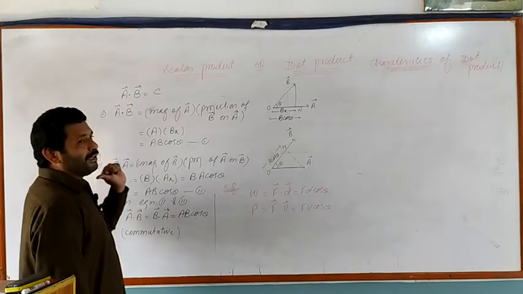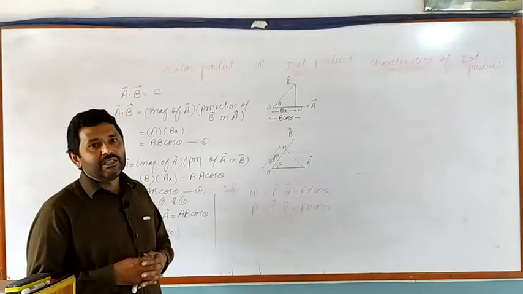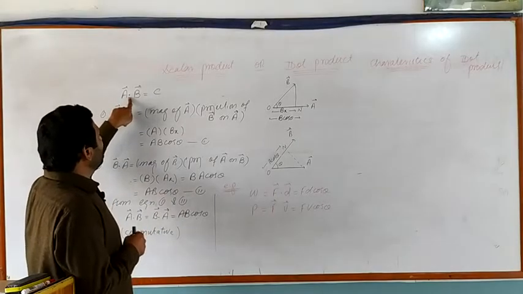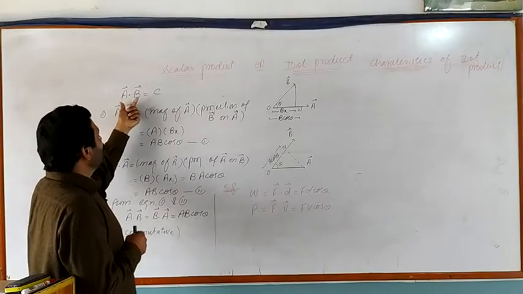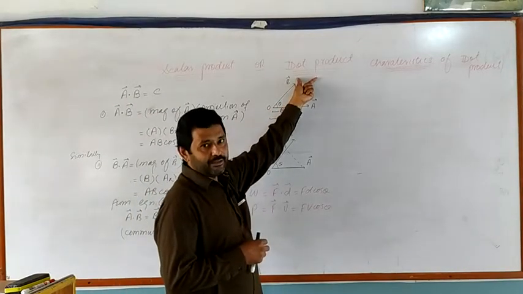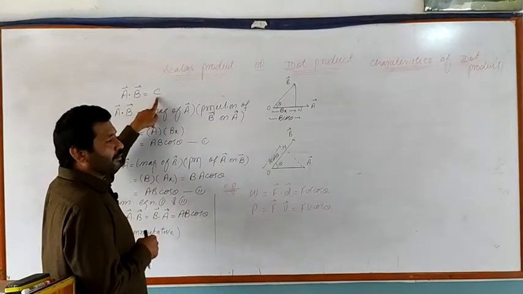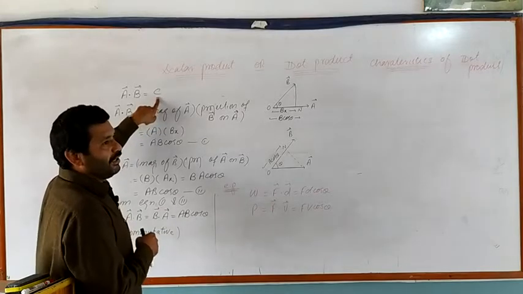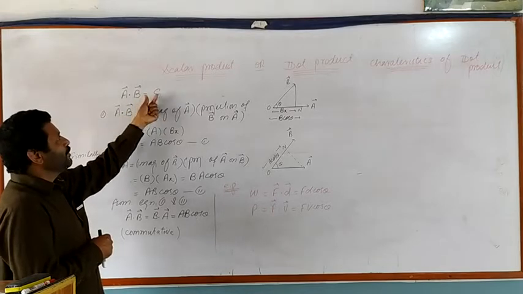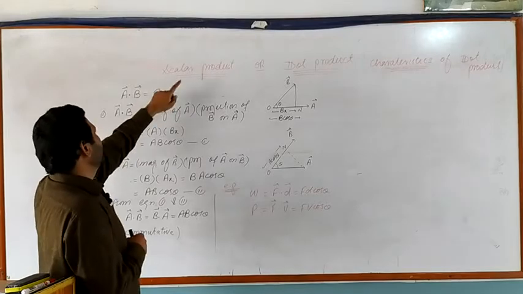When these two vectors are multiplied to each other in such a way that we put the sign of dot between these two vectors, such type of multiplication, meaning product of vectors, is called dot product. As the resultant of such a product is a scalar quantity, suppose the resultant is C. Here C is a scalar quantity, so such a product will also be named as scalar product.